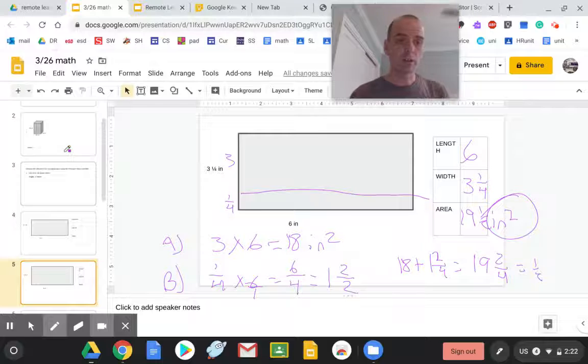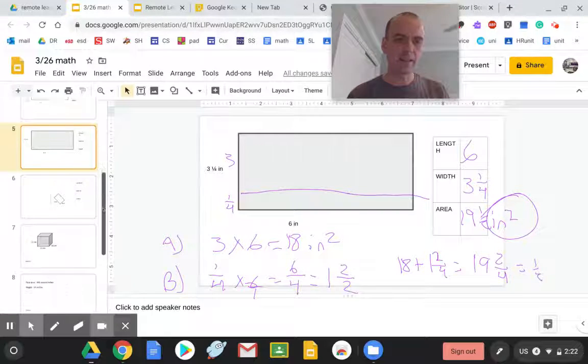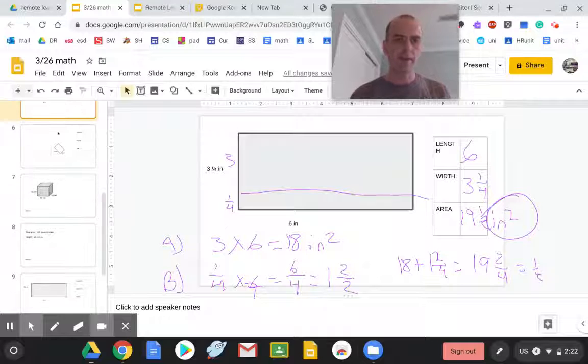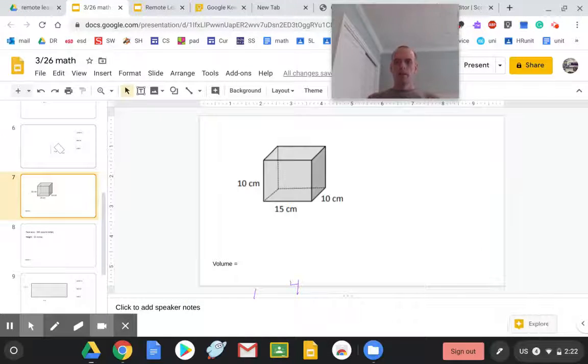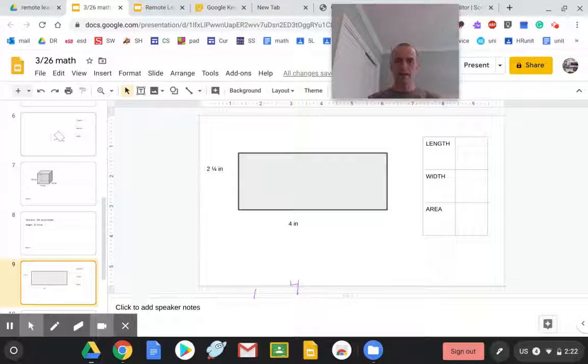So that's it. You're now going to do problems exactly like the ones I did today. You have an old area, an old volume, a face area, and height volume problem, and then a new area. That's it. And we're going to practice this new area tomorrow. Okay, good luck.